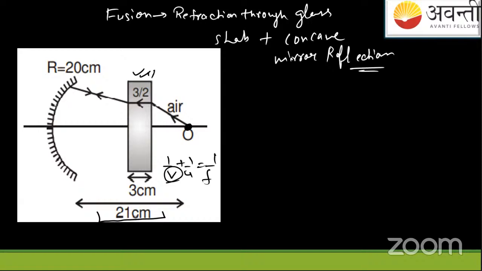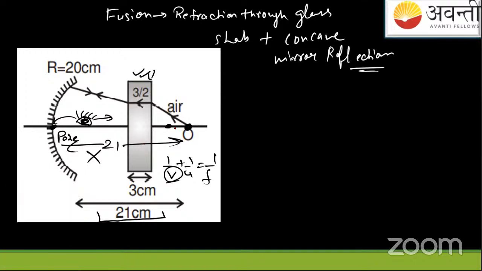Now, since this slab is inside, first of all, if you're standing here on the principal axis, suppose you are on the pole. You will say the object is not at 21 centimeter, by the way, but nearby to it. Some shift is there in the object.